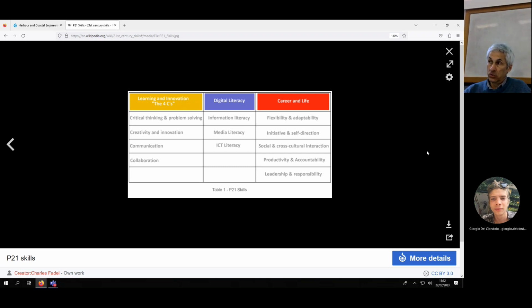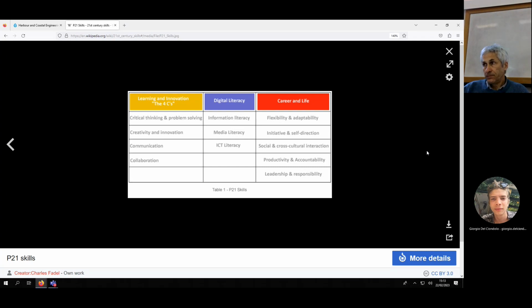But on the other hand, I really want to just mention these skills, which are related to 3 columns: learning and innovation, the 4 C's, digital literacy, and career and life. So about learning and innovation, critical thinking and problem solving, and I already spoke about it because I said that solving exercises is important. I already said that coding may help a lot. Being able to code, to write computer codes, may help a lot in improving our capability in problem solving.